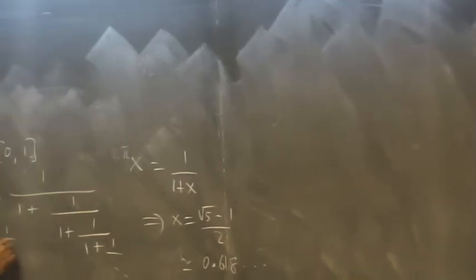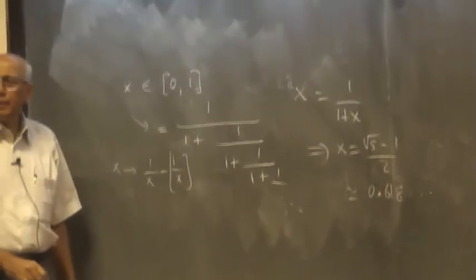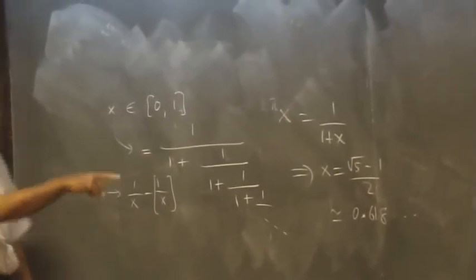So I'll come back to this map. This is a map, right? It says, take each x and take its reciprocal and subtract the integer part. The fixed point of this map will give you this number, the golden mean.